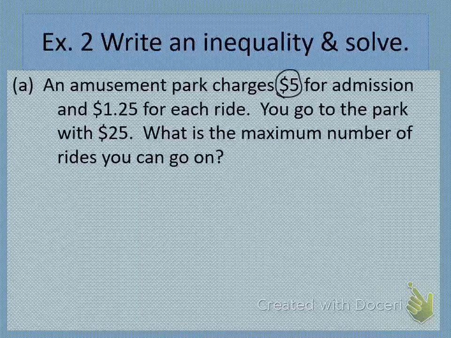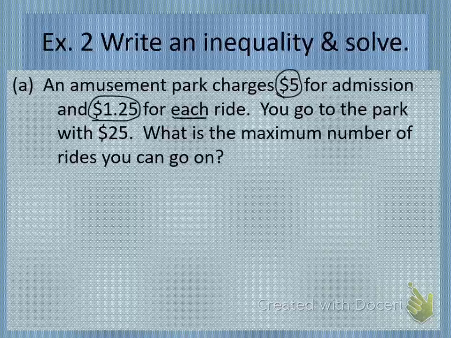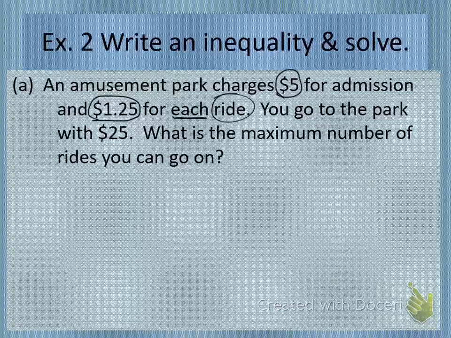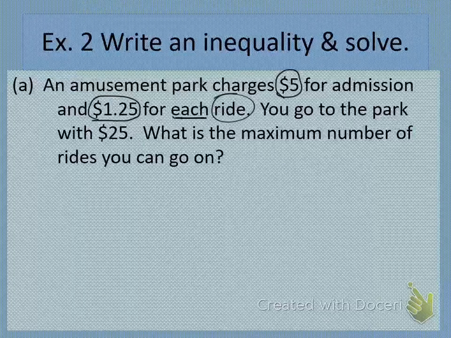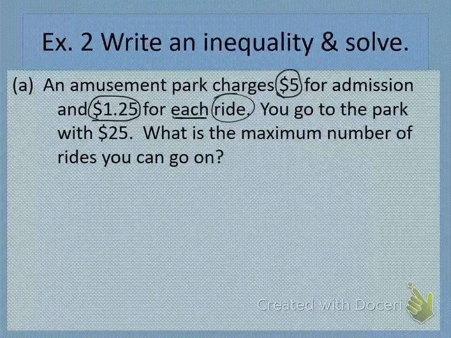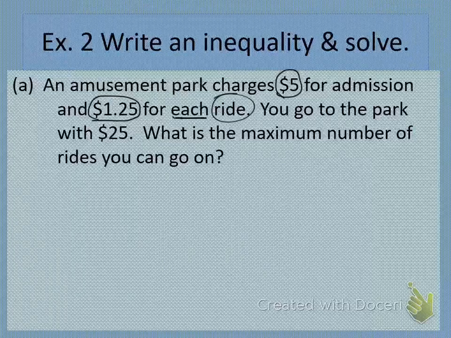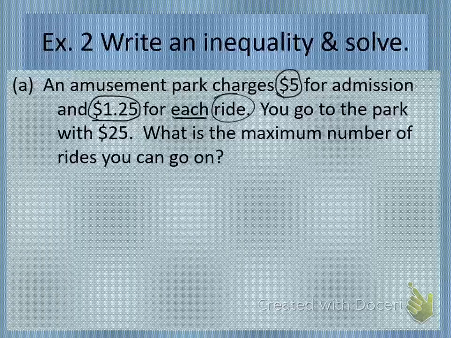Then they charge $1.25 for each ride. Now look at that. We talked about the word each. When we see the word each, what operation should that make us think of? Multiplication. Yes, okay? If you pay $2 for each cotton candy at the game and you buy 6 cotton candies, well, 2 times 6, you paid $12, okay? So each is multiplication, all right? Each is multiplication. So we're going to pay $1.25 for each ride.